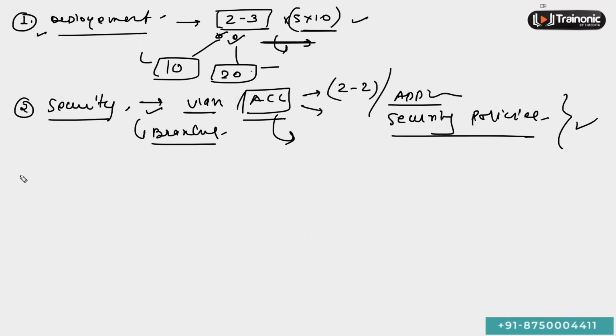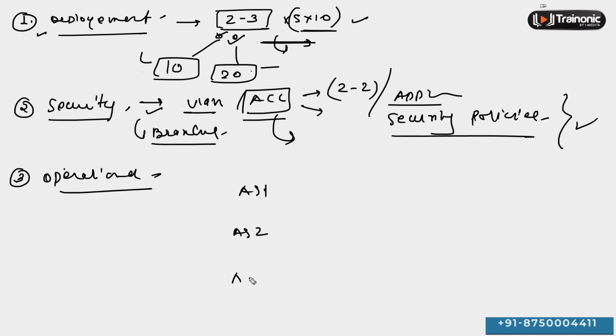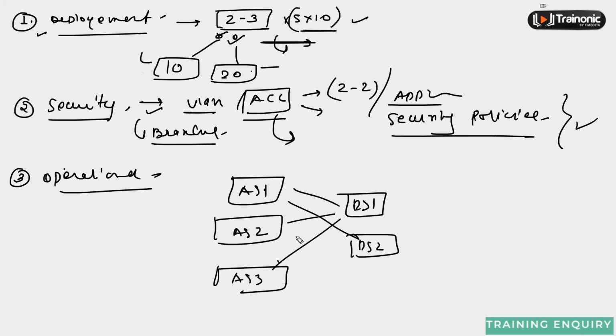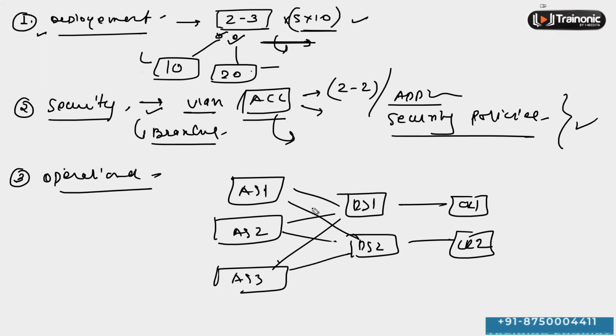Fine. We have other operational challenges as well. For example, let's say we are running a campus area network. In that campus area network, we have access layer devices, then we have distribution layer devices, connected with distribution layer switch 1, distribution layer switch 2, and then further on it can go to the core layer switches, like core layer switch 1, core layer switch 2, whatever. So here we might be facing some sort of operational challenges as well.